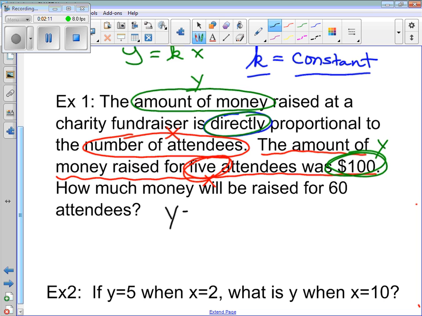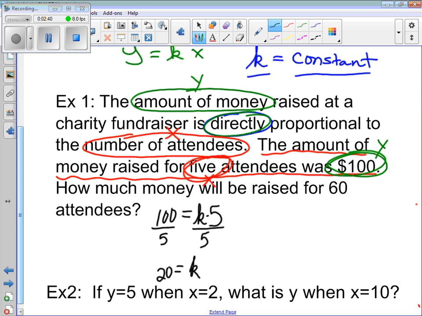y equals k x. y is 100 times k. You can make fun of my k later if you'd like. That's a k. And you multiply by x, which is 5, the number of attendees. If you solve this for k, you divide by 5. What you're solving for is your constant. And in this case, the constant is 20.